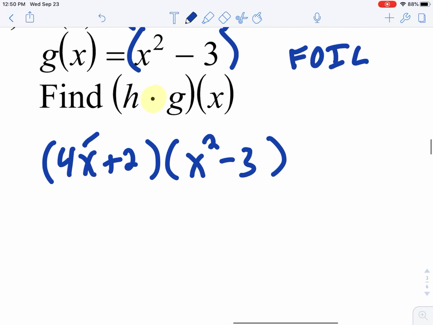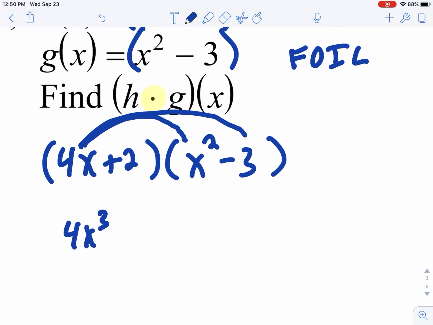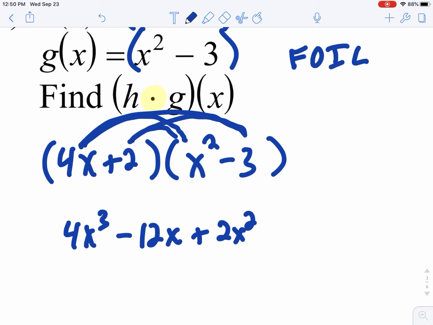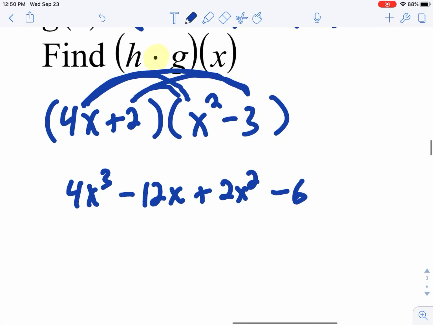So we multiply the first two terms together. 4x times x squared is 4x cubed. Then the outer two terms, 4x times negative 3 is negative 12x. Then the inner terms, 2 times x squared is going to be plus 2x squared. And last is 2 times negative 3, which is negative 6. So we did the whole FOIL method, and that's what we come up with.